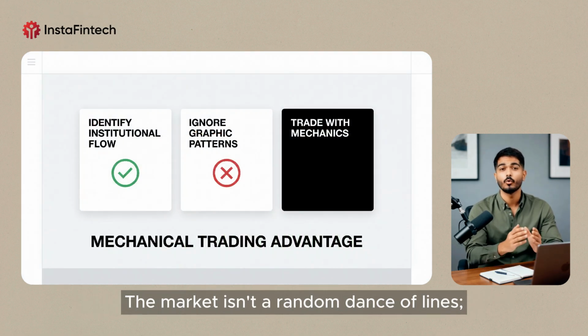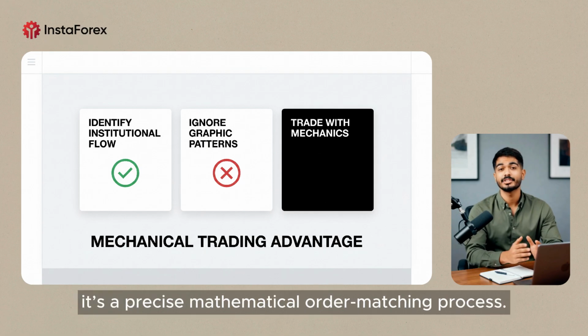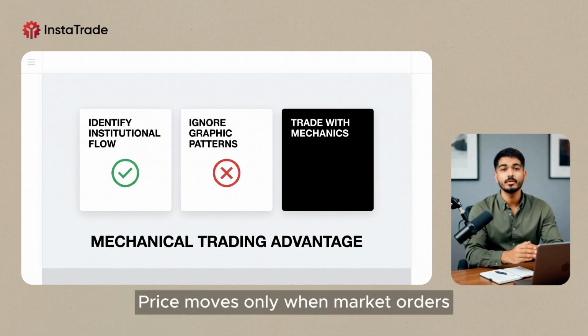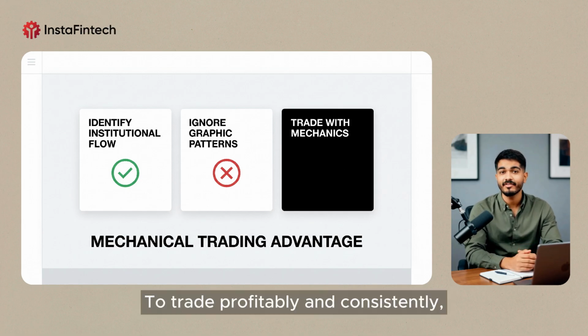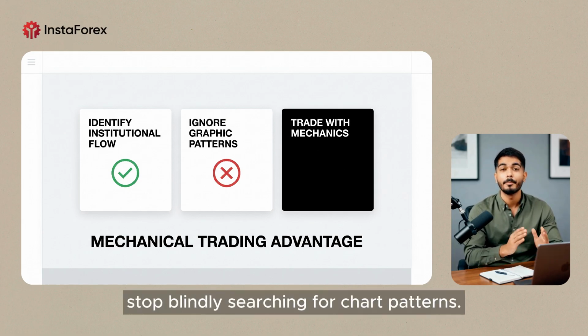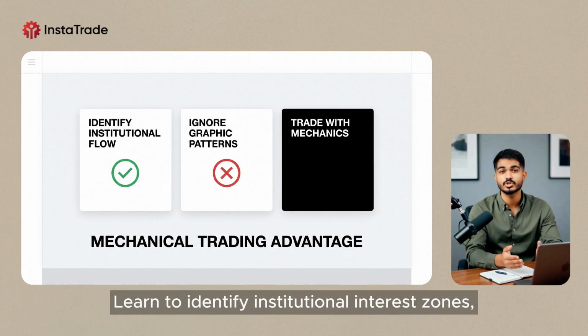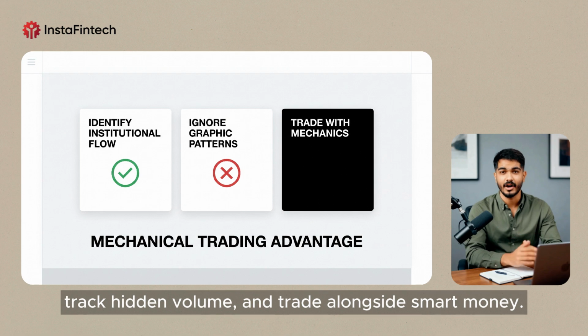The market isn't a random dance of lines, it's a precise mathematical order-matching process. Price moves only when market orders overcome limit resistance. To trade profitably and consistently, stop blindly searching for chart patterns. Learn to identify institutional interest zones, track hidden volume, and trade alongside smart money.